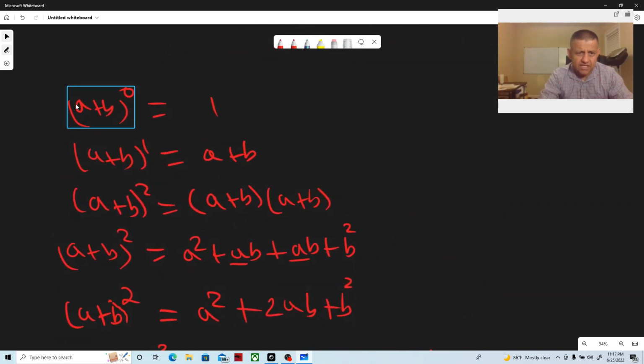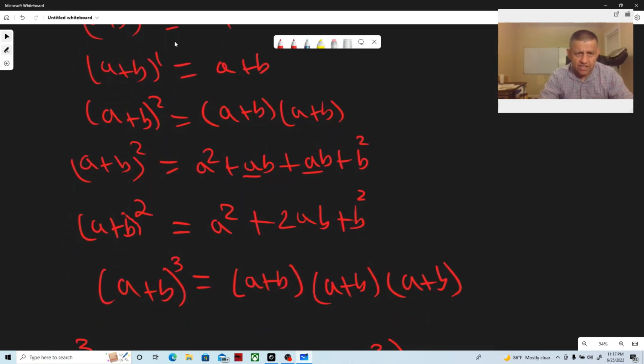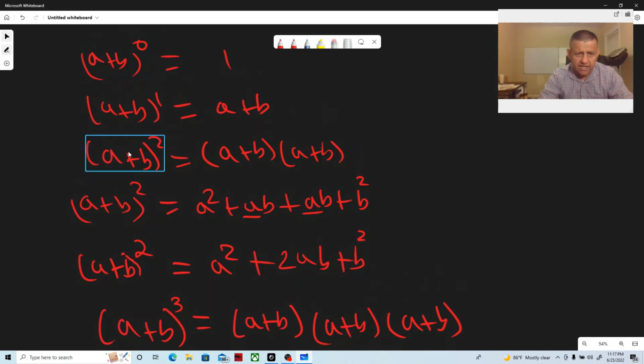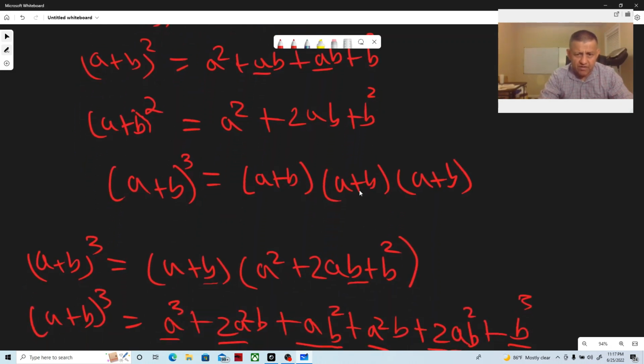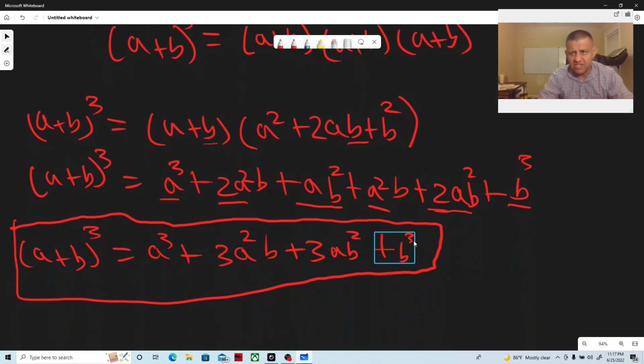So this is the first one, this is the second one, right? This is row 0, right? This is row 1, row 2, right? You can see it right there. And then row 3, which is this one right here, right? And the stuff is getting messier and messier, right? So that's why we use the Pascal triangle to get the coefficients of the binomial expansion, right? That's the whole purpose of it, right?